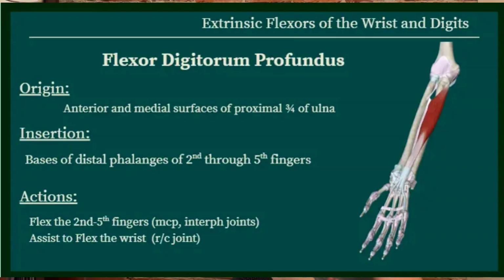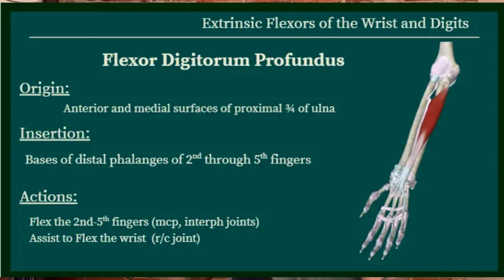That's profundus. And if I had another hand, I'd be reaching up here. But you could do this on your friend and see if you can feel it pop when you reach up to the anterior and medial surfaces of the proximal 3/4 of the ulna. So that's up here. Ulna, right? Proximal, up high, 3/4. So you should be able to feel it.